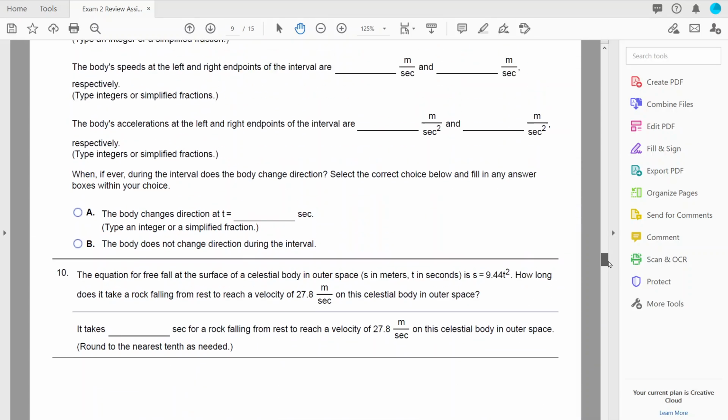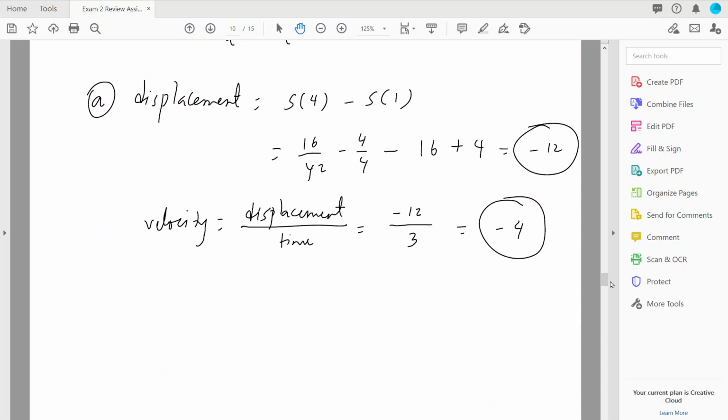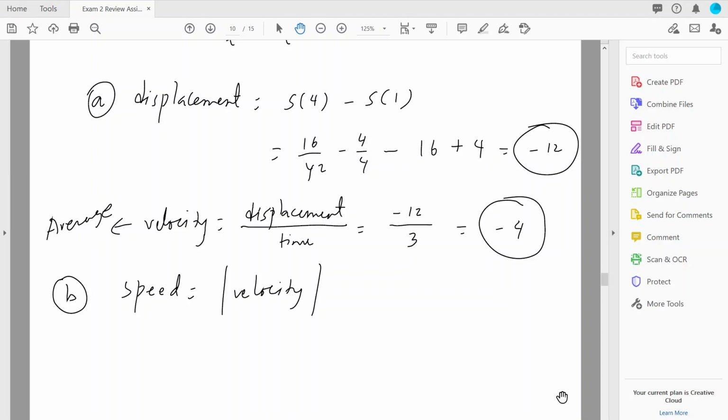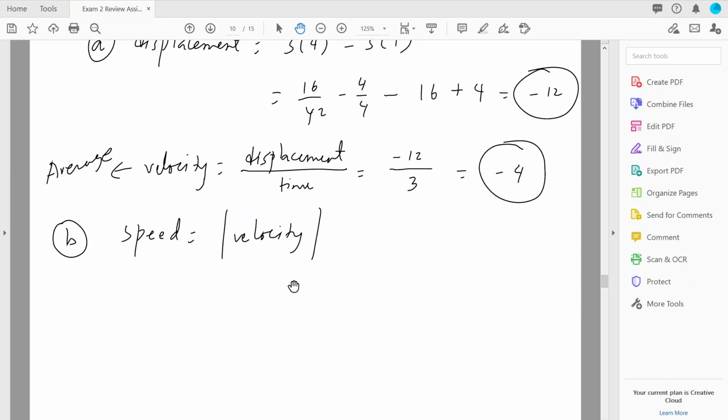For part B, it says find out the speed and acceleration. Don't forget that speed means it's the absolute value of the velocity, and this is average velocity. We are looking for general velocity. Velocity means it's actually the rate of change of position, which is the derivative of the position function. So we can find the velocity by finding the derivative of s of t with respect to time.